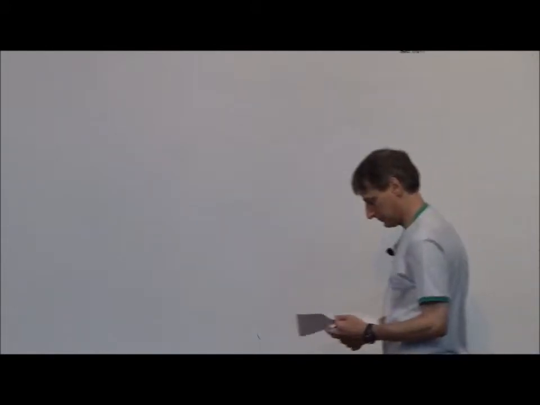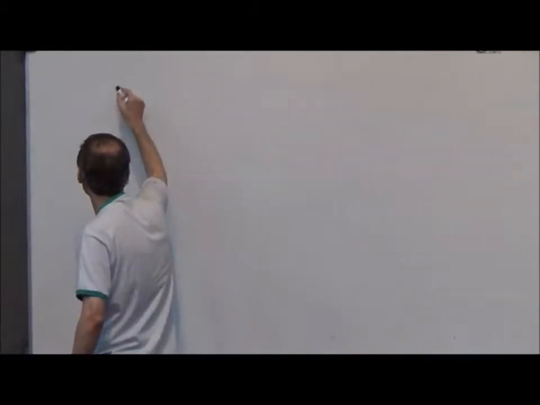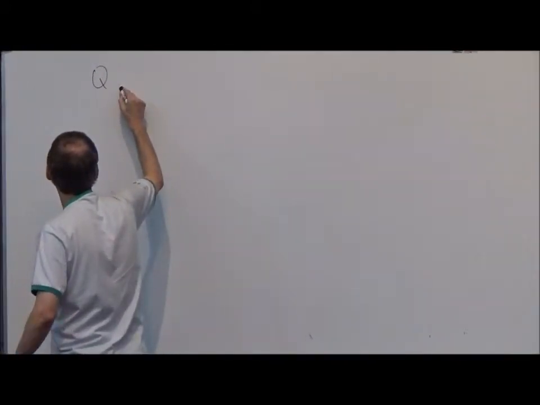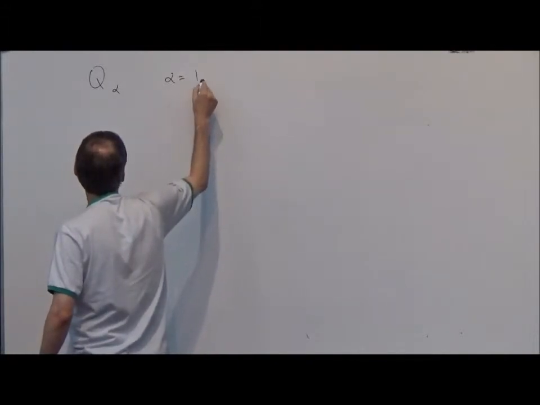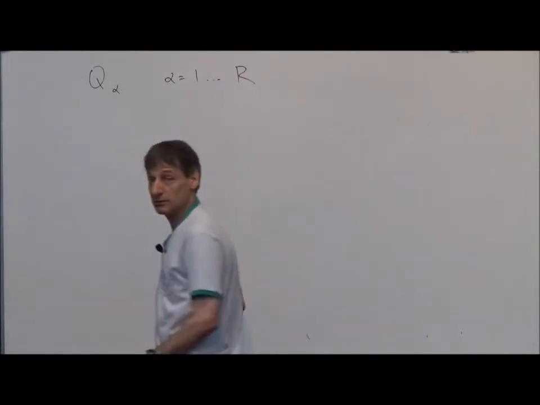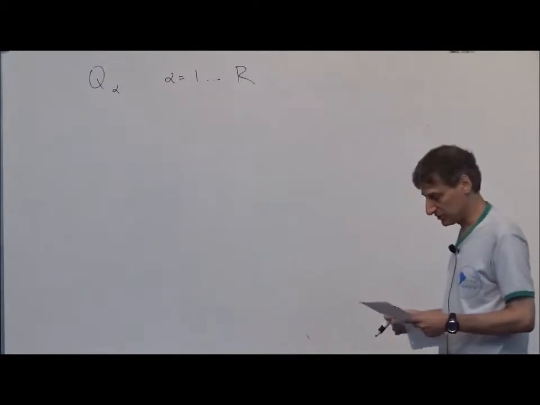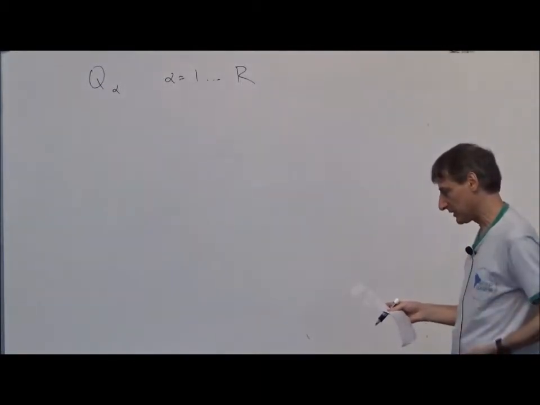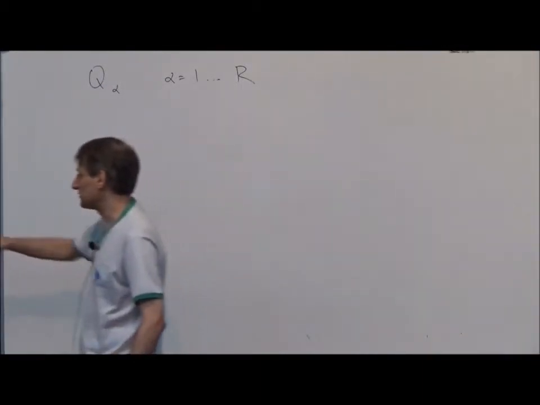Okay, so suppose we have Q alpha, where alpha goes from 1 to r. I don't even have to tell you the dimension. I'm just going to tell you how many supersymmetries I have. And of course, it satisfies this algebra.